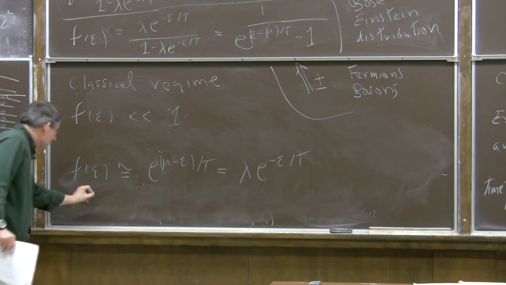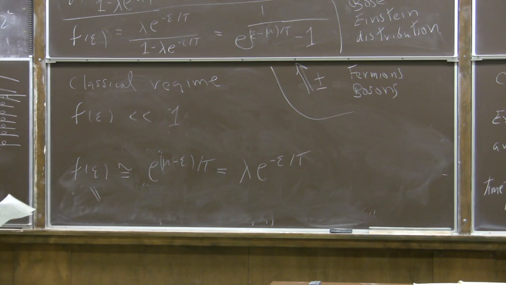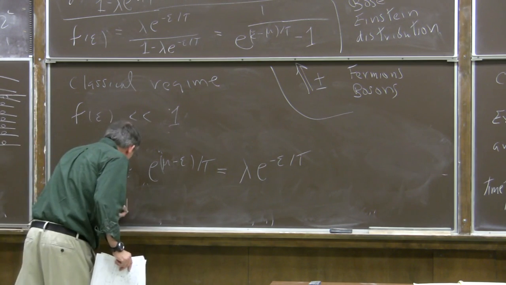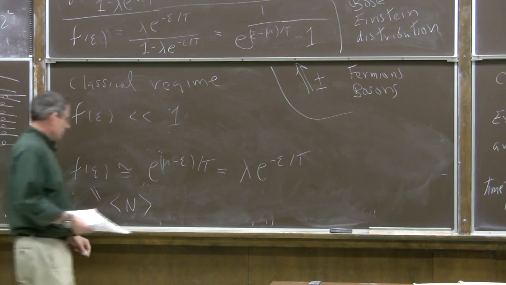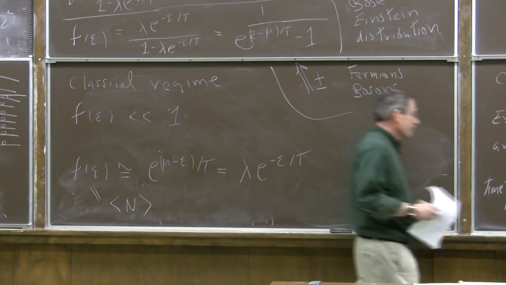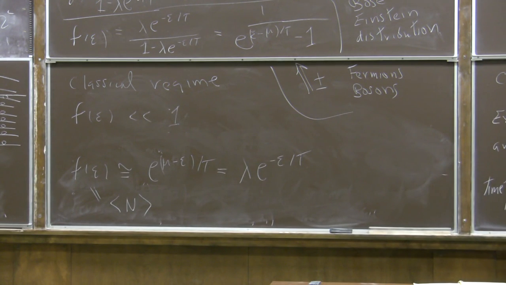So in that case, this distribution function, remember, means the expected number of particles in the orbital, and it's really small. The orbital is most likely empty, with small probability it has a single particle in it, and almost never has more than one particle. Therefore, the difference between fermions and bosons doesn't matter in that regime.